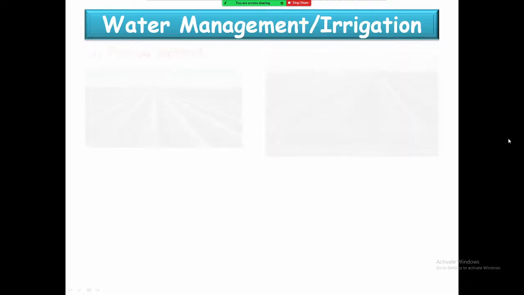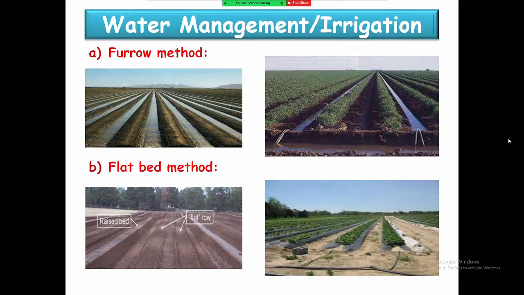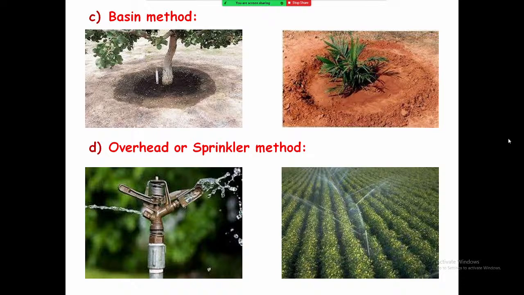So in mulberry plants we can irrigate in different ways. First one is the furrow method, second one is the flat bed method. Next one is the basin method, or you can use micro irrigation like the sprinkler method, and in some areas drip irrigation is also used for mulberry plants. By this way you can irrigate the mulberry plants.